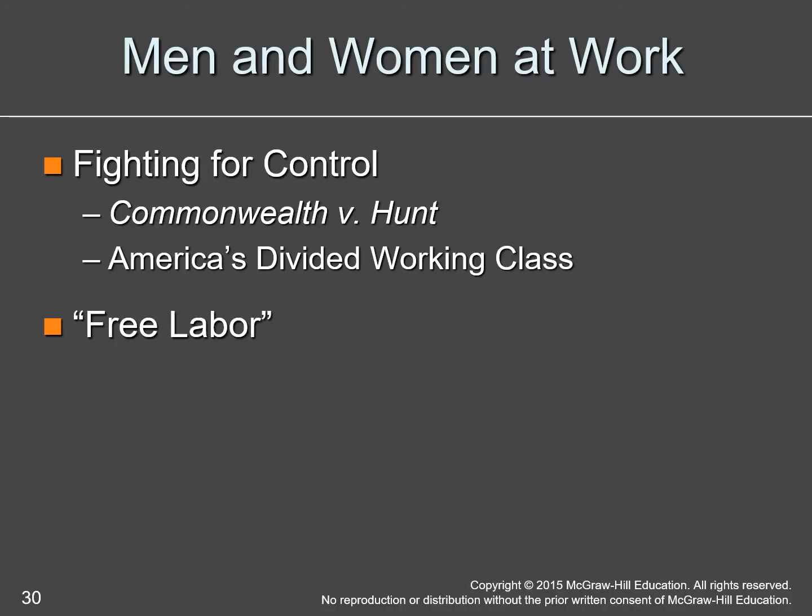Okay, I mentioned Commonwealth versus Hunt, where it legalizes unions. The hard part at this time is that the American working class is divided, and so unions are pretty ineffective. Some of that reason is that the really unhappy folks can always leave. You can move west, and we talked about that. So if you want to reinvent yourself, start your life over again, you move west.